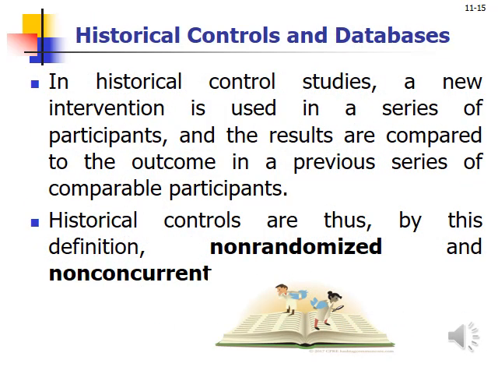Historical controls and databases. In historical control studies, a new intervention is used in a series of participants, and the results are compared to the outcome in a previous series of comparable participants. Historical controls are thus, by this definition, non-randomized and non-concurrent.